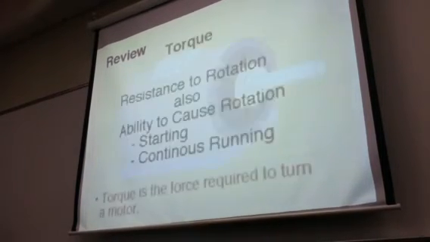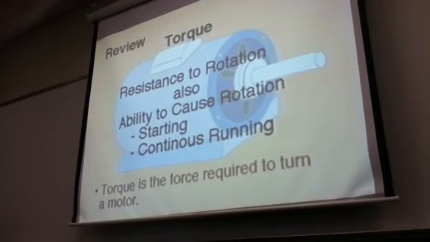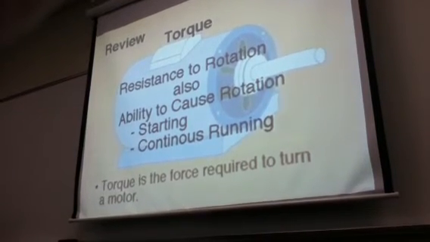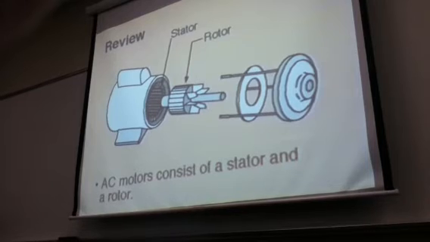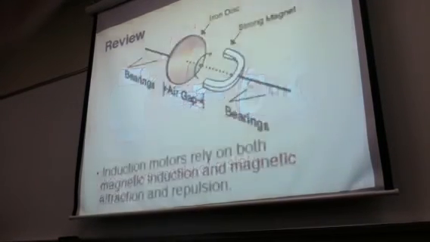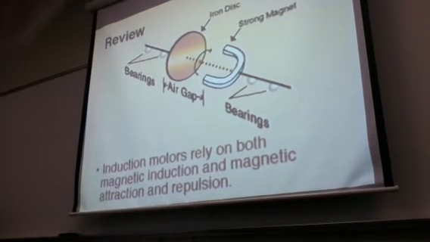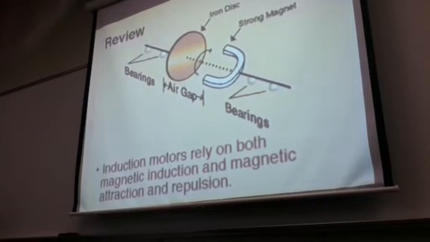This concludes our discussion on the basic principles of AC induction motors. Here are some key points you should remember. Torque is the force required to turn a motor. It takes more torque to start a motor than it does to keep the motor running. AC induction motors consist of a stationary part known as a stator and a rotating part known as a rotor. Induction motor operation relies on both magnetic induction and magnetic attraction and repulsion.